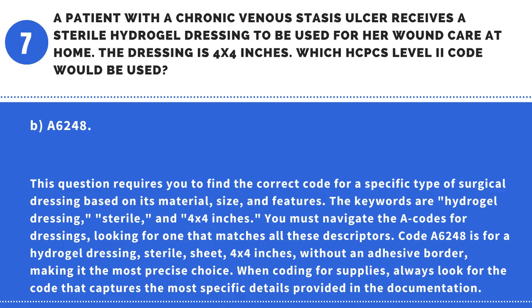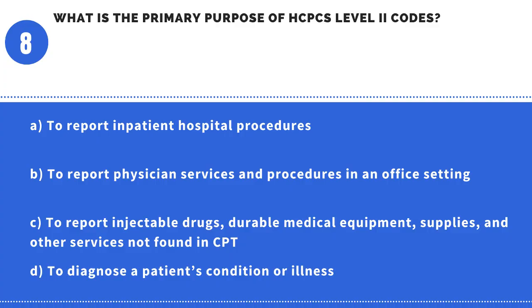Code A6248 is for a hydrogel dressing, sterile, sheet, 4 by 4 inches, without an adhesive border, making it the most precise choice. When coding for supplies, always look for the code that captures the most specific details provided in the documentation. Question 8. What is the primary purpose of HCPCS Level II codes?